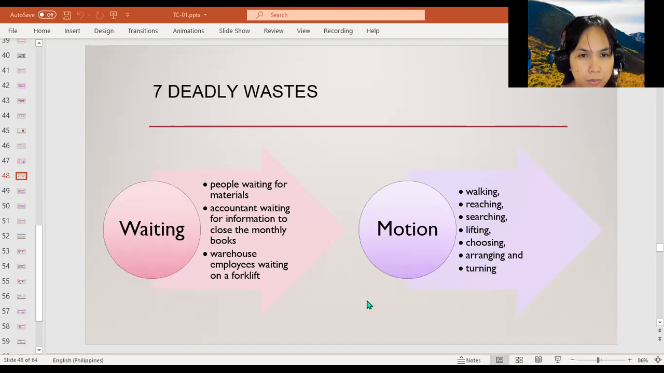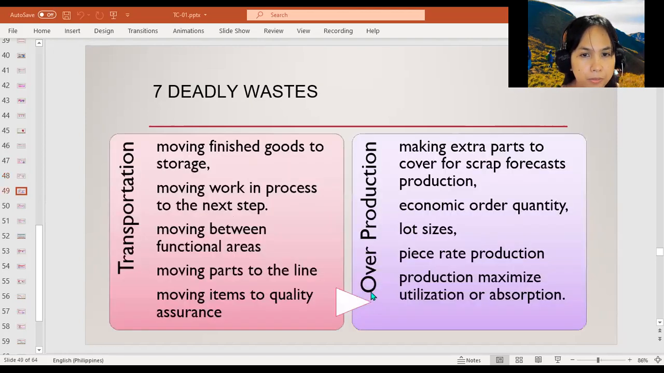And then we go to the next waste, the waste of transportation. This is often confused with the waste of motion. It is the movement of materials that adds no value to the product. Another way of saying it is that transportation is the movement of material using carts, trucks, forklifts, or simply your arms and legs.